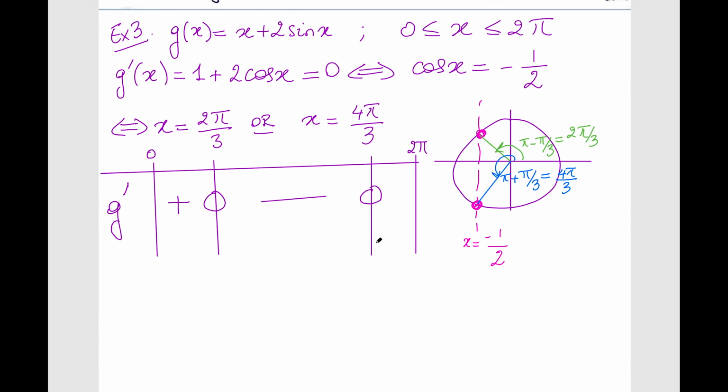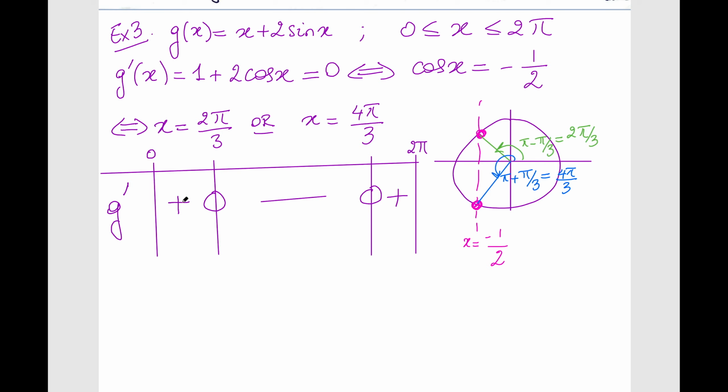And between 4 pi over 3 and 2 pi, take a number between 4 pi over 3 and 2 pi. Again, the sign is going to be preserved. How about 3 pi over 2? g prime of 3 pi over 2 is 1 plus 2 cosine of 3 pi over 2. Cosine of 3 pi over 2 is 0. 2 times 0 is 0. So that's going to be 1. And 1 has a positive sign, right?